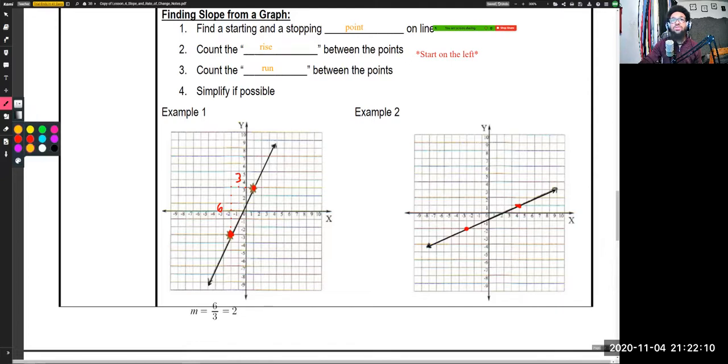So when we count our rise, we're going to count our rise first. We're going to start at our starting point on the left. Going to go up 1, 2, 3, and these orange ones are a little hard to see.